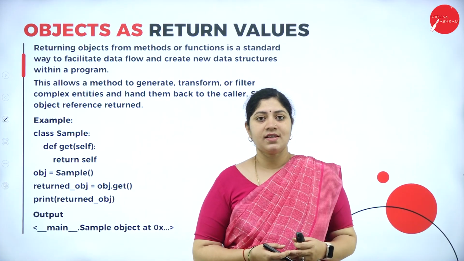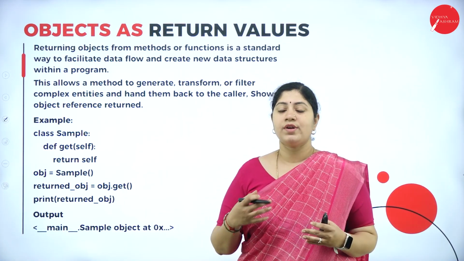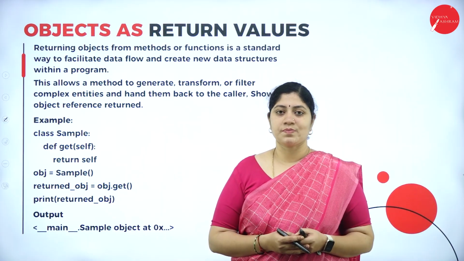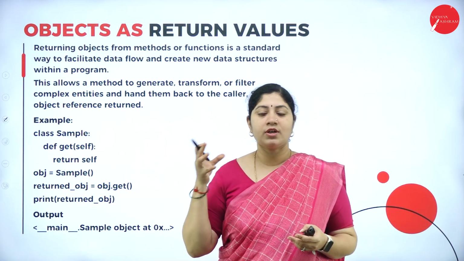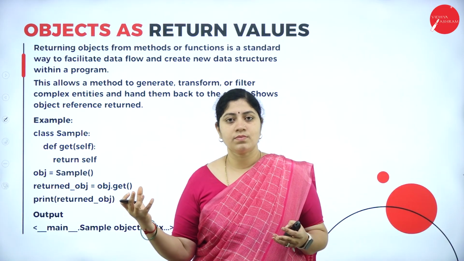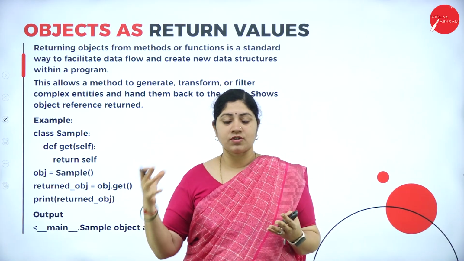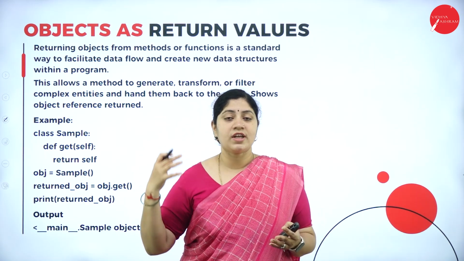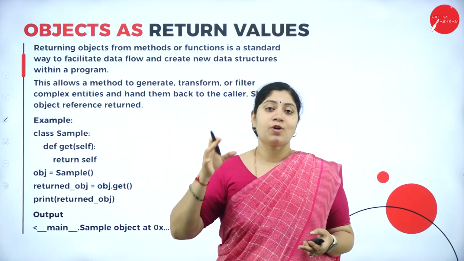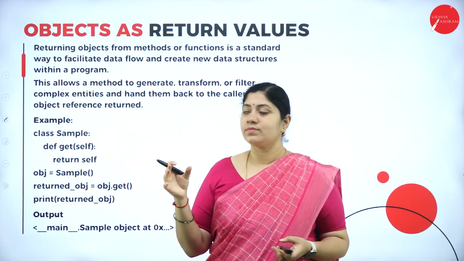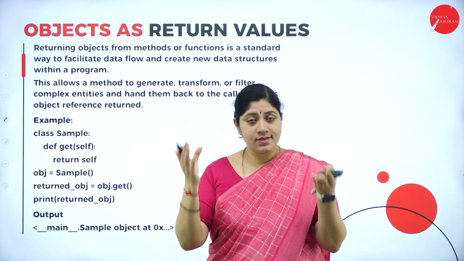Up next, let's see how an object can return a value. It is none other than objects as return values. Returning an object from a method or a function is a standard way to facilitate data flow and creation of new data structures within programs. This allows the method to generate, transform, or filter complex entities and hand them back to the caller, which shows that the object reference is returned.